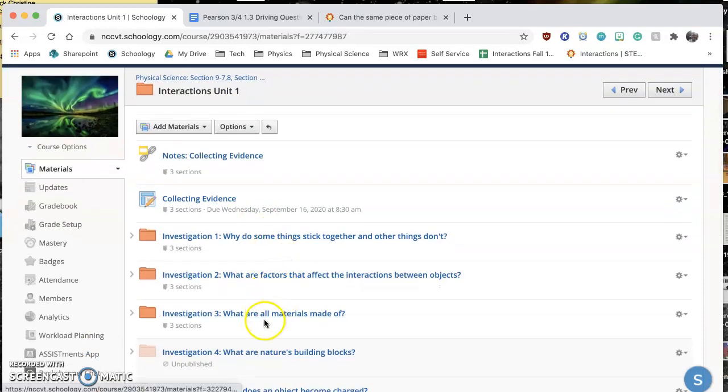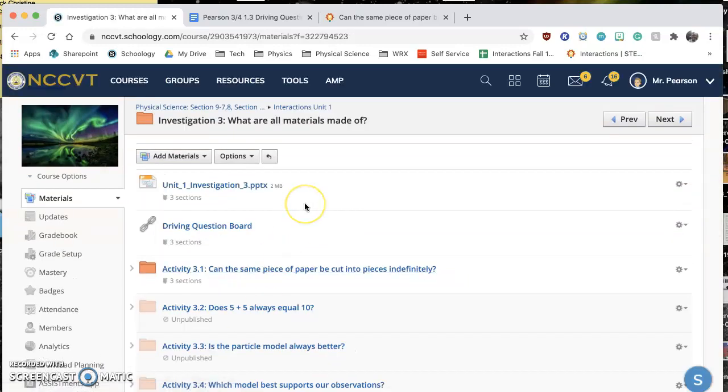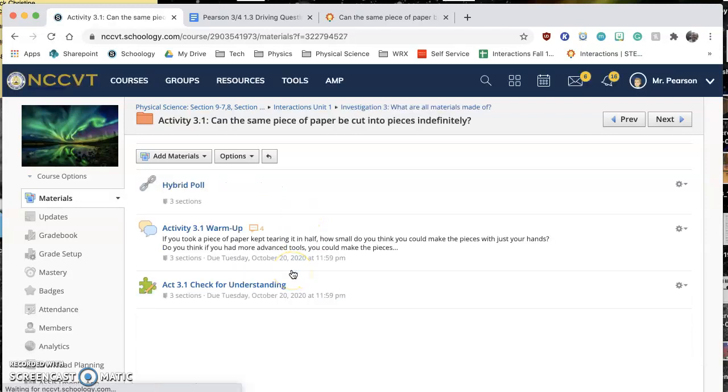Okay. We are now moving on to investigation 3. And this activity 3.1 is actually a pretty short one, so you might get it done this afternoon. Maybe you're not going to get to it today and you have to get to it tomorrow. That is just fine as well. But if you open up this Act 3.1 folder, a couple things.